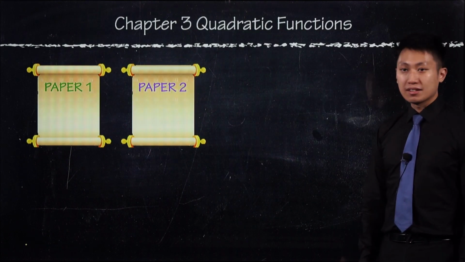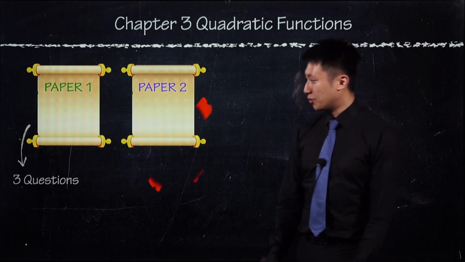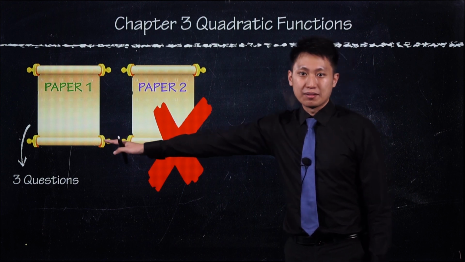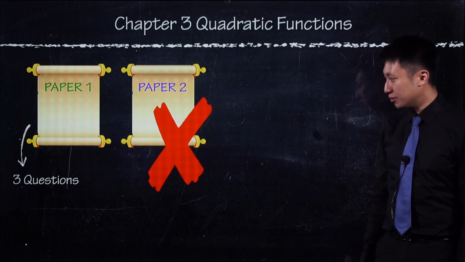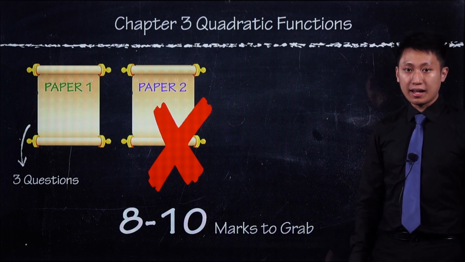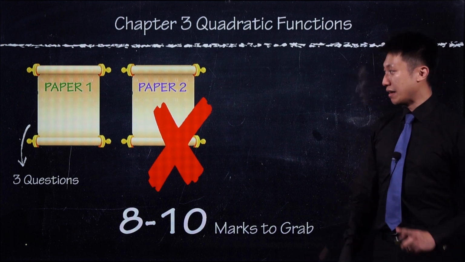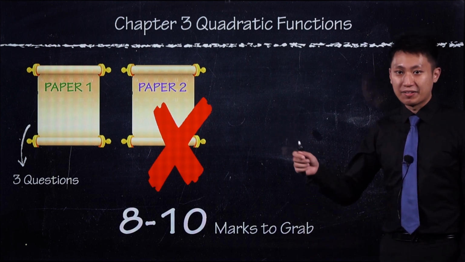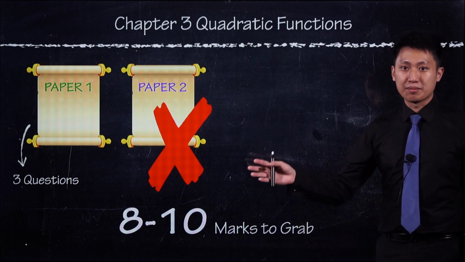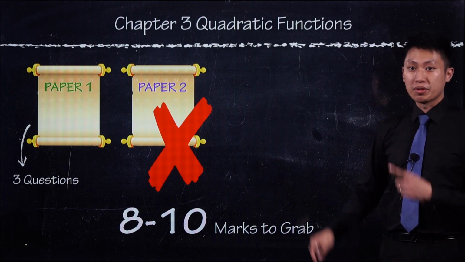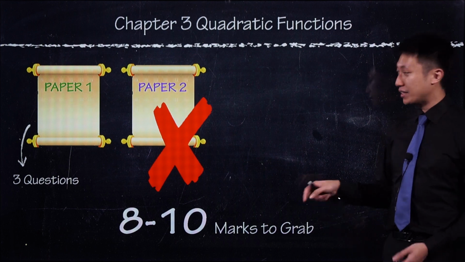For this chapter, normally there will be three questions in paper 1 and no question in paper 2, and it's about 8 to 10 marks. Take note that if you do not know anything about chapter 2, there is no way that you can do this chapter, because that's a prerequisite for this chapter as well. So you need to know chapter 2 before coming to this chapter.